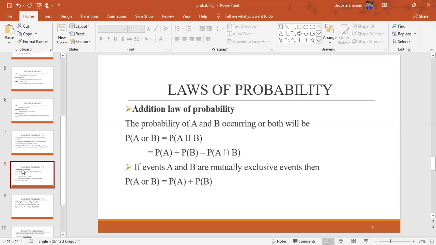Okay, so for the laws of probability, we have the addition law of probability, which when we say addition law, it includes subtraction. Then we have the multiplication law of probability.